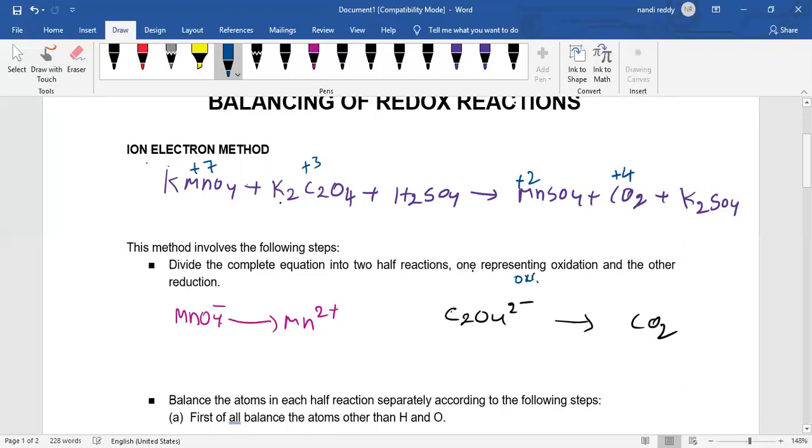This is the oxidation half equation. I am writing in ionic form. This is ionic form. So, reduction half equation, oxidation half equation. These are ionic forms, so you can remove the ions, the cations. You can write only the changing atoms. Suppose I am removing potassium here, MnO4 minus.